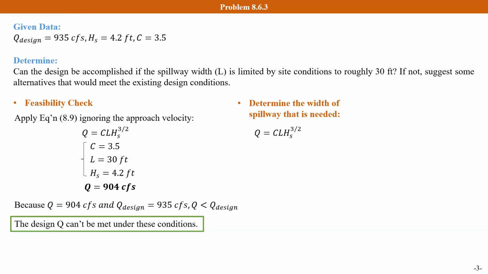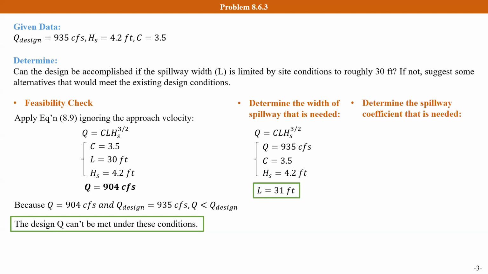also based on the same equation, we know the design flow rate equals 935 cubic feet per second, and the spillway coefficient is 3.5. The static head is 4.2 feet. Then we can calculate the revised spillway width, which is 31 feet.